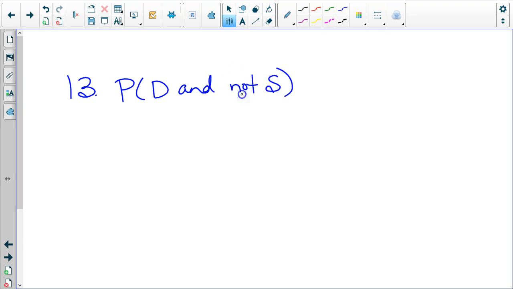And then the last one, 13, says the probability of a D and not S. So that would be the complement of S, right? So D is 2 out of 15, and then times, because it says and, so not S. How many are not S? 9 out of 15. So you get 0.08 again.